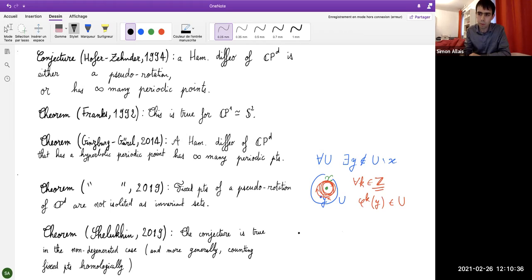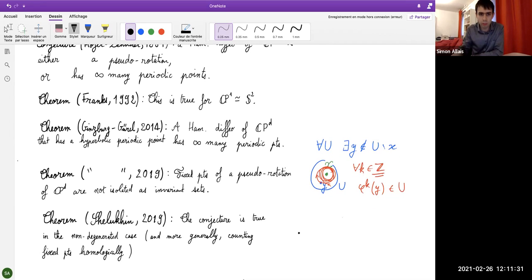So if phi is, well, if the graph of phi is transverse to the diagonal, the conjecture is true. And in fact, it proved much more than that. It proved a homology version of the conjecture, where you replace the usual count of fixed points by a count of fixed points with multiplicity, the dimension of the local homology. Well, it's a bit technical, but in general, there is no clear relation between these two ways to count the fixed points. But in the non-degenerate case, those are the same.